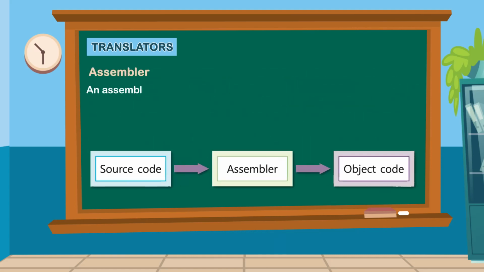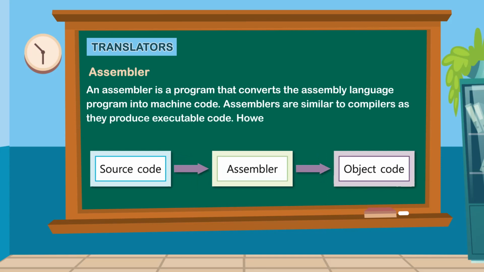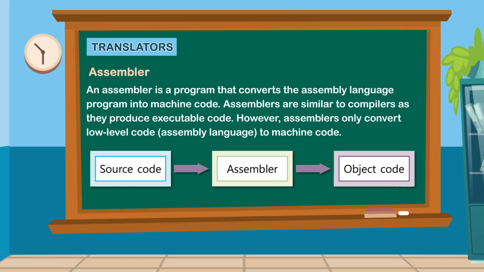An assembler is a program that converts the assembly language program into machine code. Assemblers are similar to compilers, which also produce executable code. However, assemblers only convert low-level code that is in assembly language to machine code.